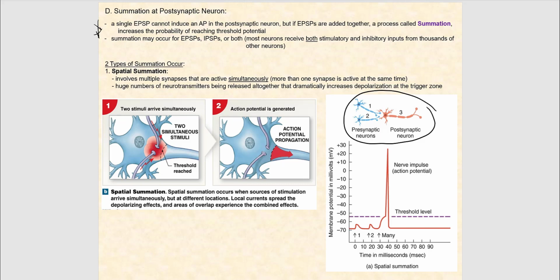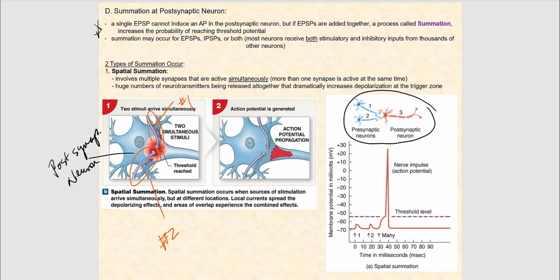All right, so we have the first type of summation called spatial summation. Just so that we're clear, this is my postsynaptic neuron, right? Now what about these? I'll highlight it, let me use my orange. What about this one and this one? Those are axons from two different presynaptic neurons. So we've got neuron number one and neuron number two. This is just further reemphasizing that we could have many, many presynaptic neurons synapsing with one postsynaptic neuron, as you see right here.